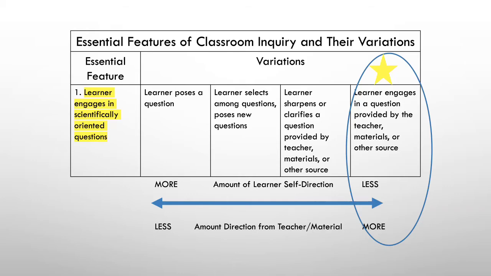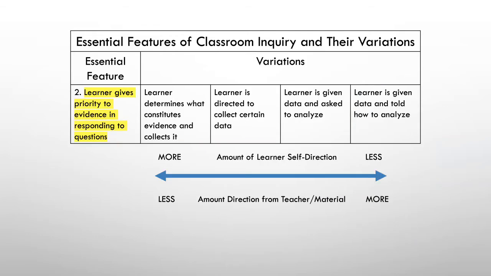You'll see the diagram at the bottom. The amount of learner self-direction varies. On the left-hand side is the more learner self-directed, and on the right-hand side, there's less learner self-direction. On the contrary, there is more teacher direction on the right-hand side than there is on the left-hand side. The second inquiry approach is the learner gives priority to evidence in responding to questions.